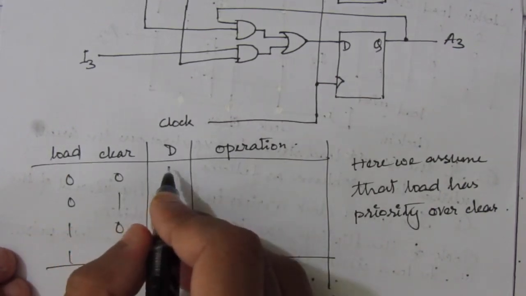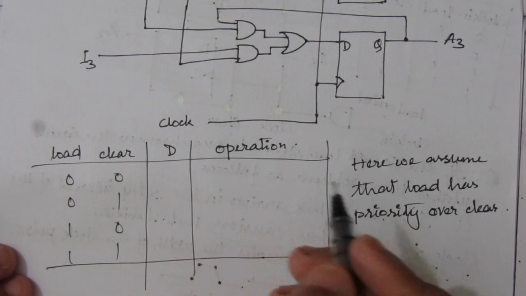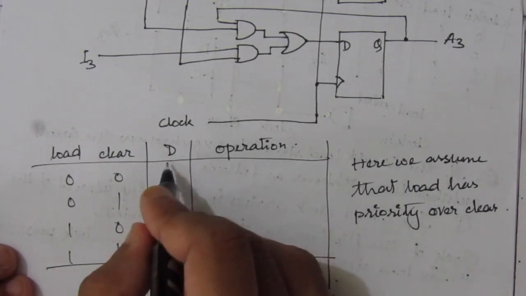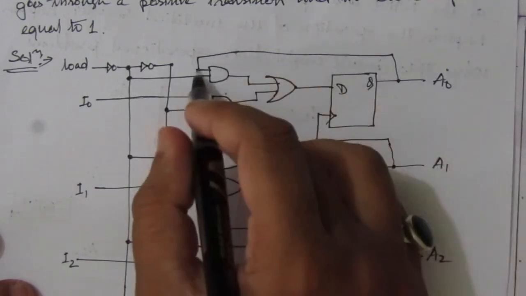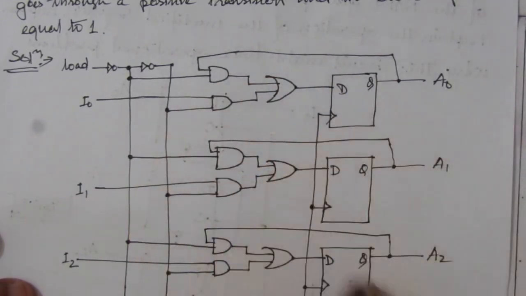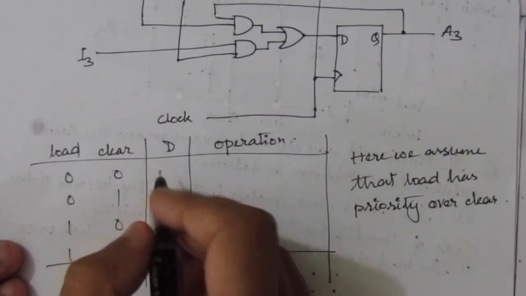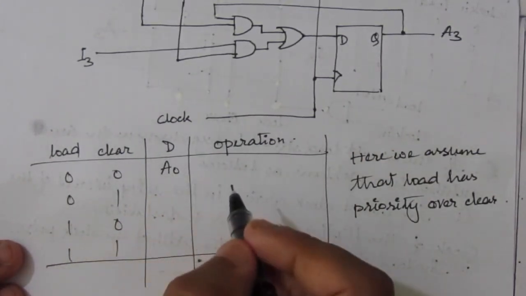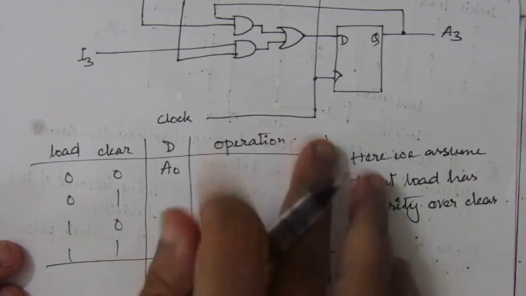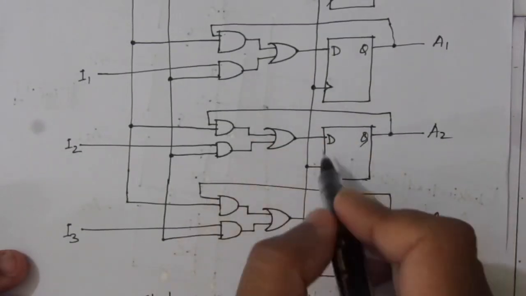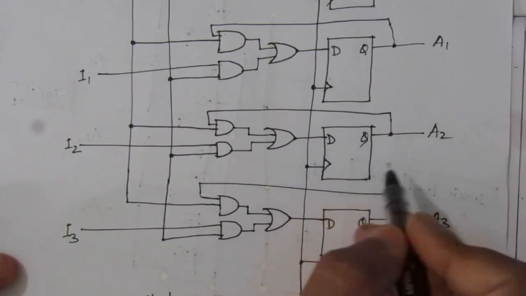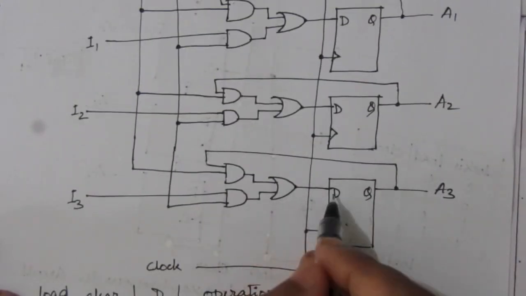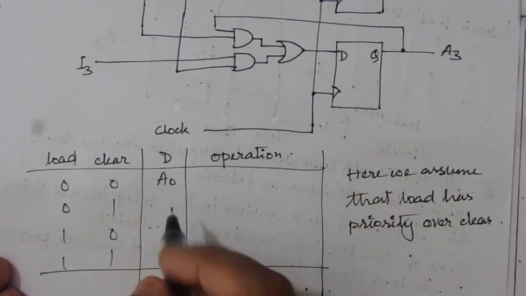The output will be no change. That means the previous output will be the D input. That means here we'll have this previous output A0, and this will become this D input. So here we'll have A0, suppose, for the first flip-flop. Similarly for the second flip-flop it will be A1, for the third flip-flop D will be A2, and the fourth flip-flop will have D equal to A3. So I am writing for the first flip-flop.